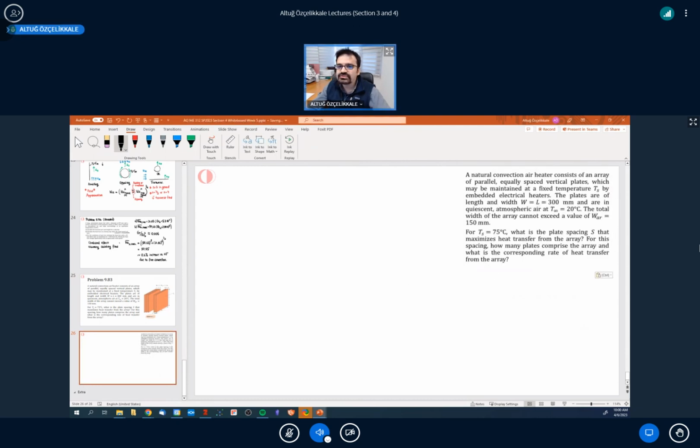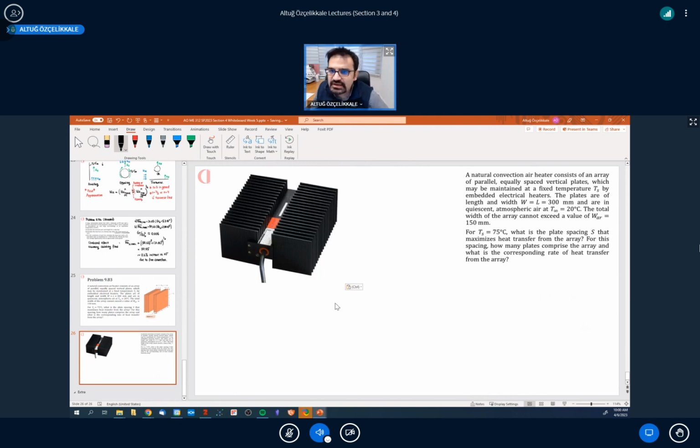And if you are wondering how a natural convection air heater looks like, here is one. This is how it looks like. And let me actually use this figure to annotate what we are being asked. So we are looking at one side of this heater, and I'm going to go ahead and annotate. Let's say that's the gravitational acceleration, and that's the distance.